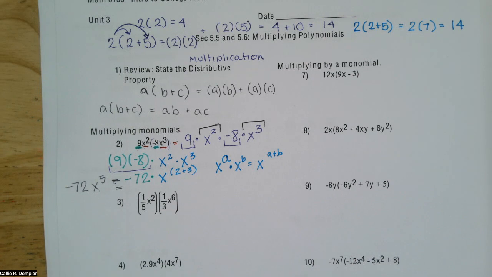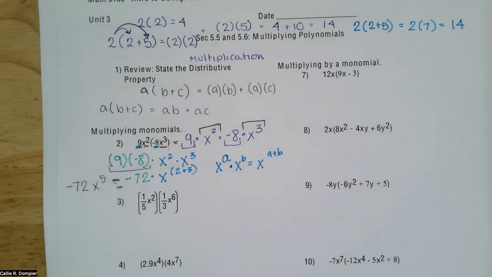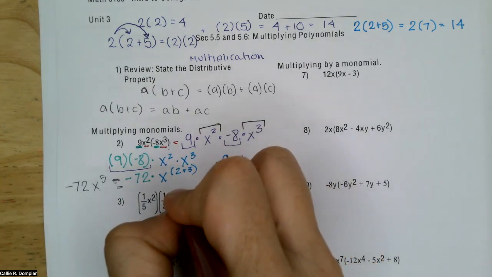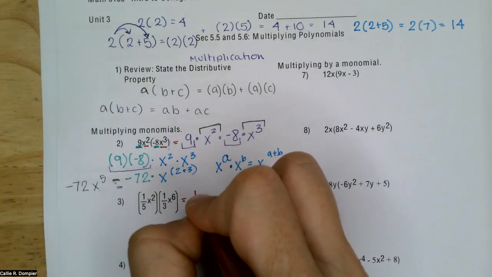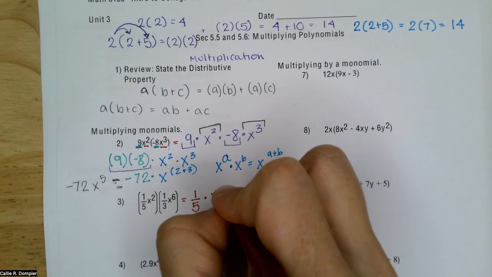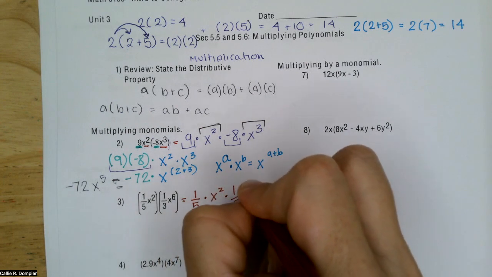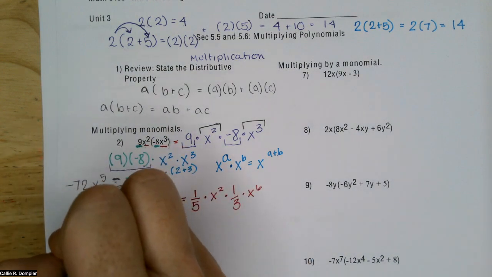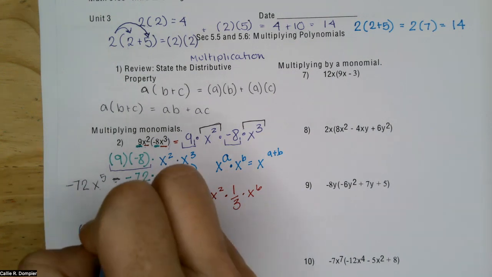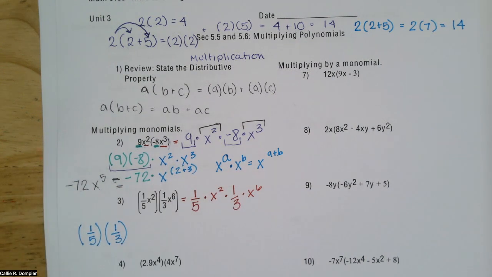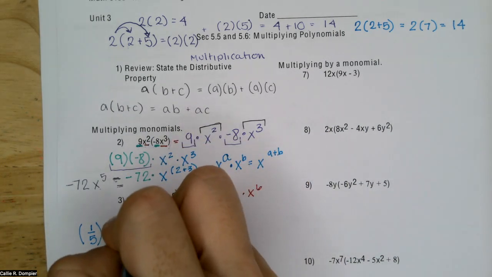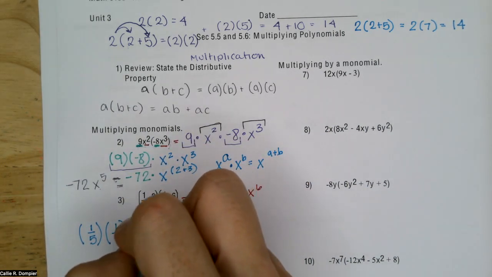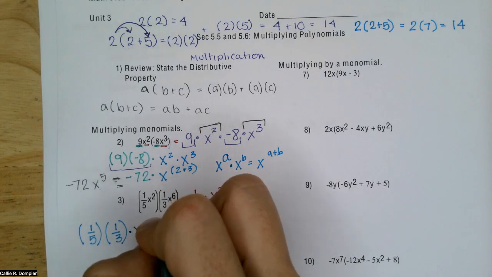Now we're going to say 1/5 x squared times 1/3 x to the 6th is 1/5 times x squared times 1/3 times x to the 6th. Good. What are our like terms? We have the like terms 1/5 times 1/3. And then we have times x squared times x to the 6th.